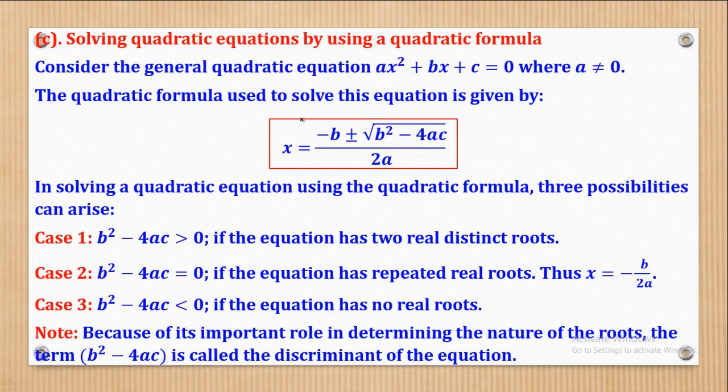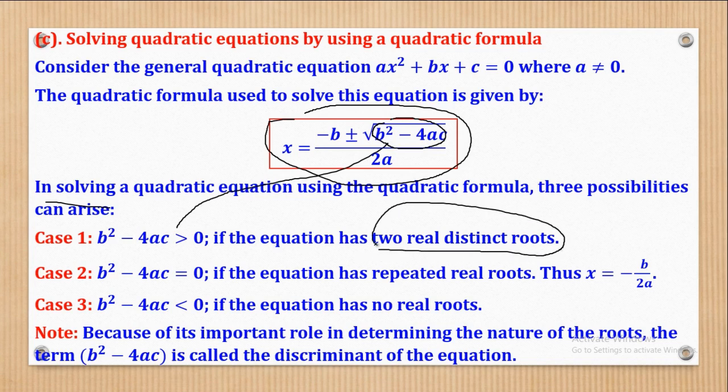So this formula is very vital and is used to solve quadratic equations. So three cases may arise. One is that the whole of this may be greater than 0, or less than 0, or equal to 0. So if that is greater than 0, it implies that the equation has two real distinct roots.